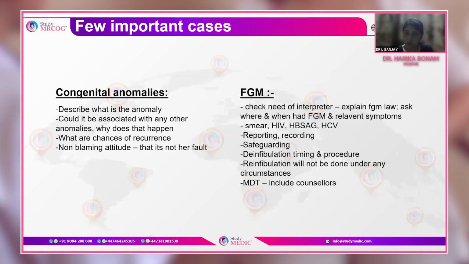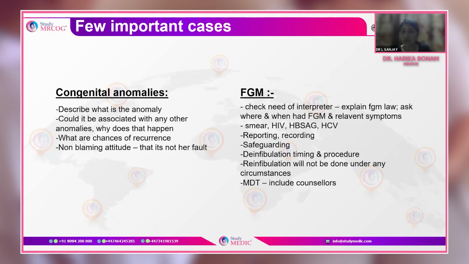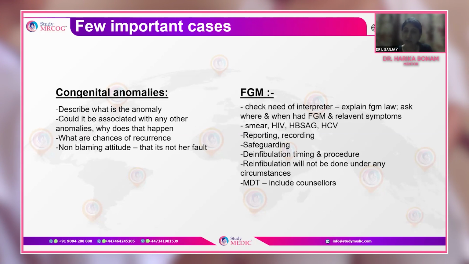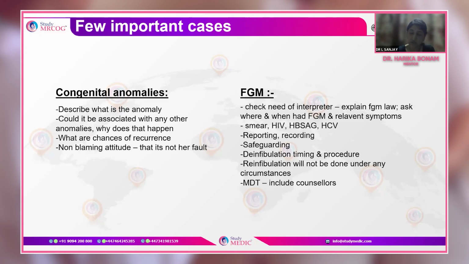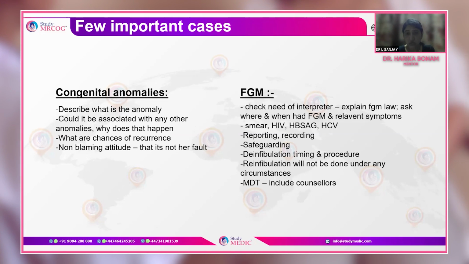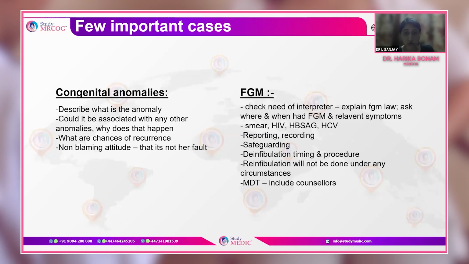Coming to female genital mutilation, as we already described, we need to check if she needs an interpreter, and then always explain the female genital mutilation law and that it is illegal in the UK, and ask where and when it has happened and about the relevant symptoms, everything which we have discussed in information gathering. Check the smears, check the HIV, HBsAg and HCV reports, and reporting and recording are very important. Talk about HSCIC. And then important to talk about the safeguarding.